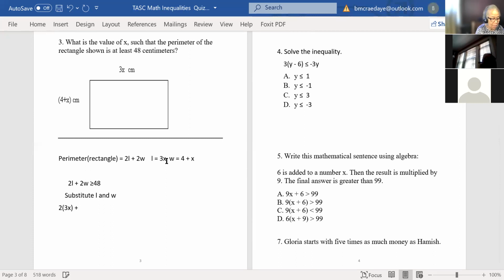Plus 2, and what is W? W is equal to 4 plus x. That's right. And that's greater than or equal to 48 because they said at least. So let's put our inequality symbol. All right, now what do I get on the left?